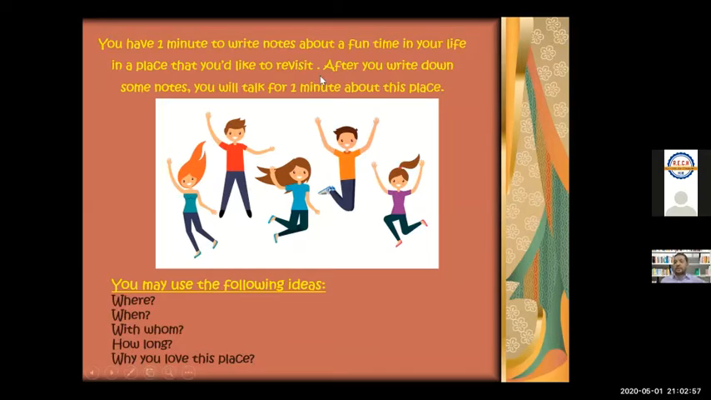I want you to remember and prepare to talk about a place that you visited before and that you would like to revisit. You can write down the notes, you can just prepare them in your mind, and you will talk about this for 1 minute. These are just helping ideas. You can think of where that place was when you visited it the last or the first time, with whom you went there, how long you stayed there, why you love this place.